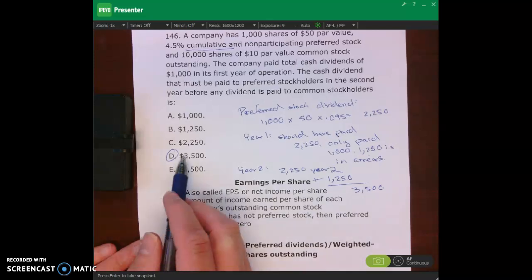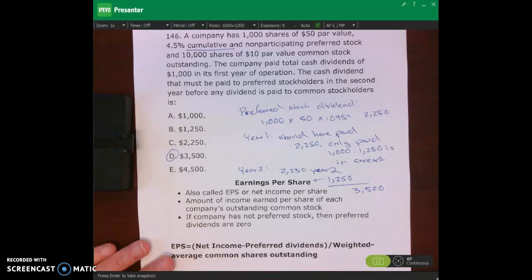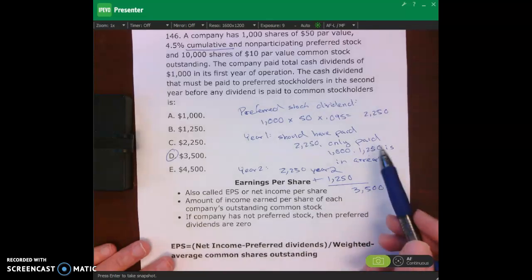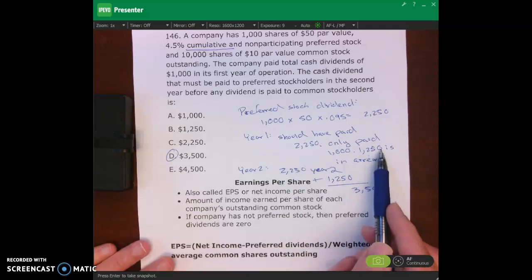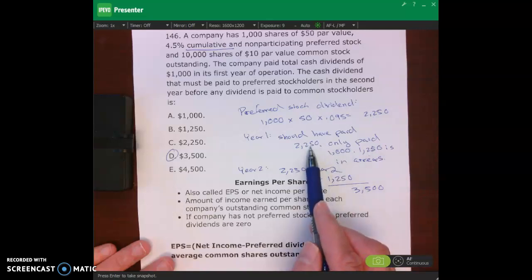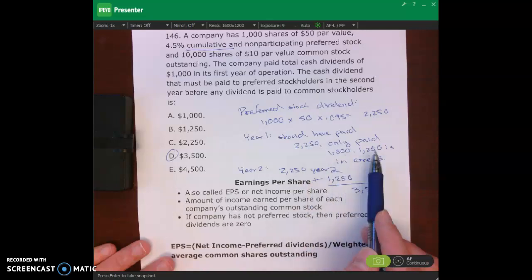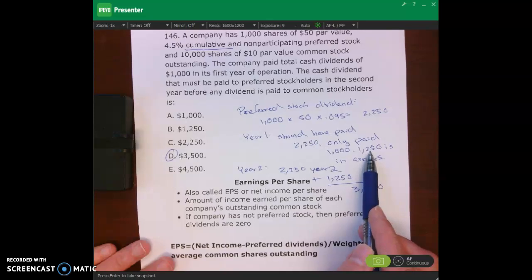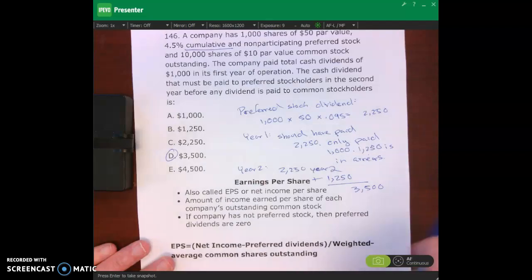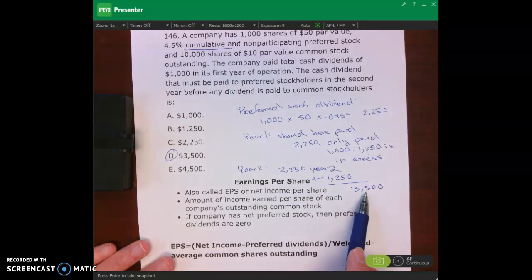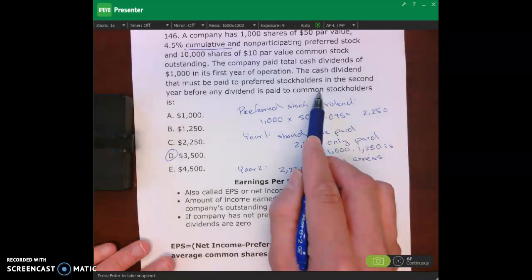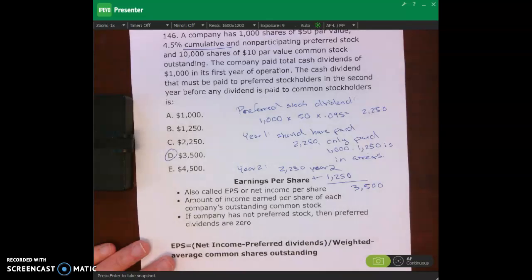That will be how much they get paid in year two before any dividends are paid to common stockholders. So because this is cumulative, they get paid those dividends that they were owed for prior years, which is right over here. They were owed $1,250. They should have been paid $2,250. They were only paid $1,000. So the company owes them $1,250. Those preferred stockholders, because it's cumulative, get paid those prior year dividends plus the current year, which gives us the total of $3,500 before common stockholders get paid their dividends.